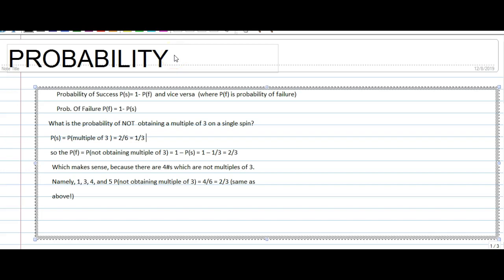Again, considering the spinner with the digits 1 through 6 on it, we want to talk about how probability of success and probability of failure are related. The probability of success is equal to 1 minus the probability of failure, and vice versa. The probability of failure is equal to 1 minus the probability of success. So earlier we talked about the probability of getting a multiple of 3. The probability of obtaining a multiple of 3 is one third, or 2/6.